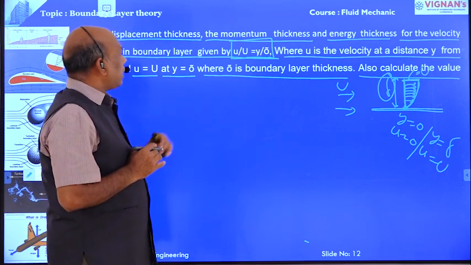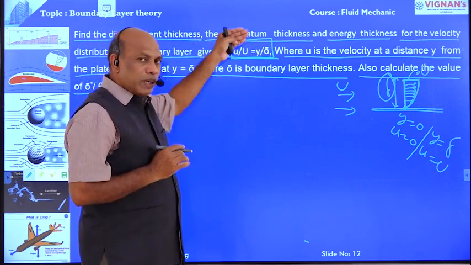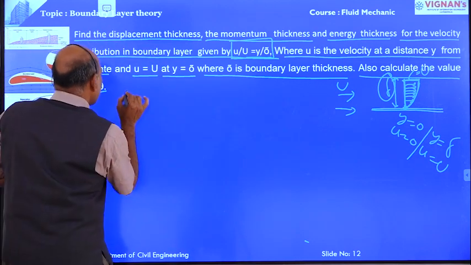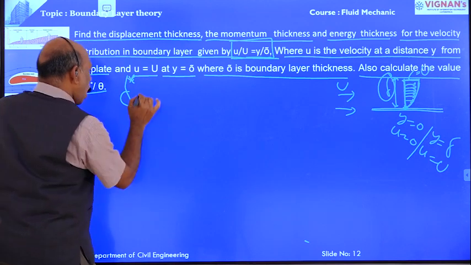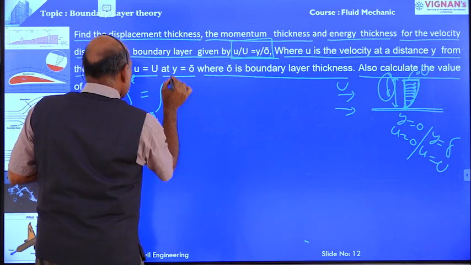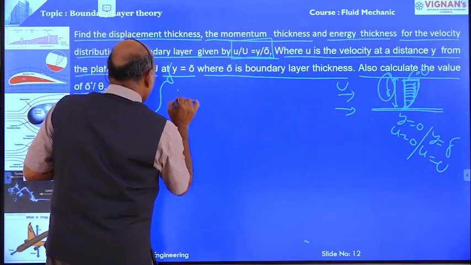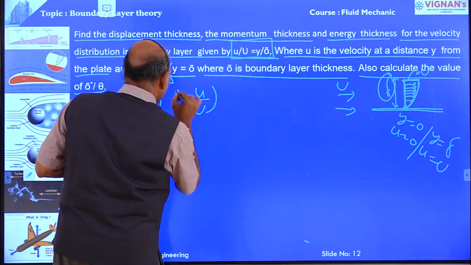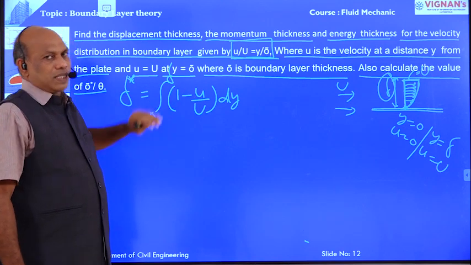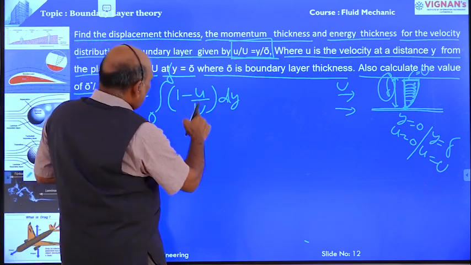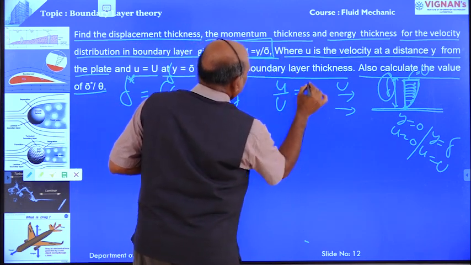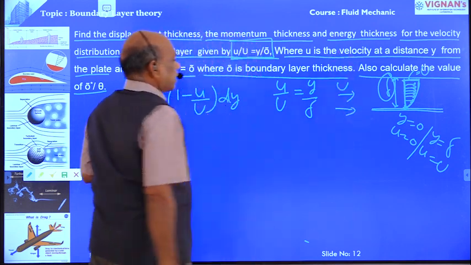Now we are going to determine the displacement thickness, momentum thickness and energy thickness. Right? What is the formula for the displacement thickness? Displacement thickness delta star equal to integral 0 to delta of 1 minus small u by capital U dy. This formula I already explained in the last class. Right? Now small u by capital U, they have given the relation, is equal to y by delta.